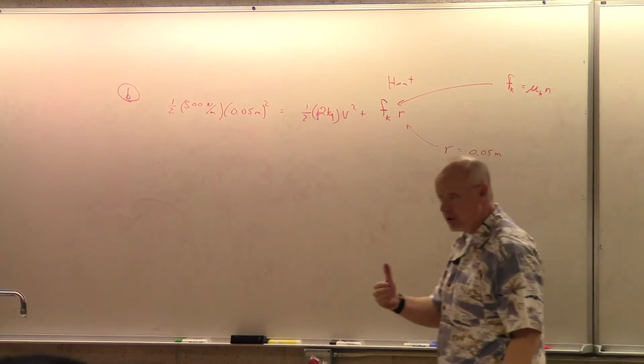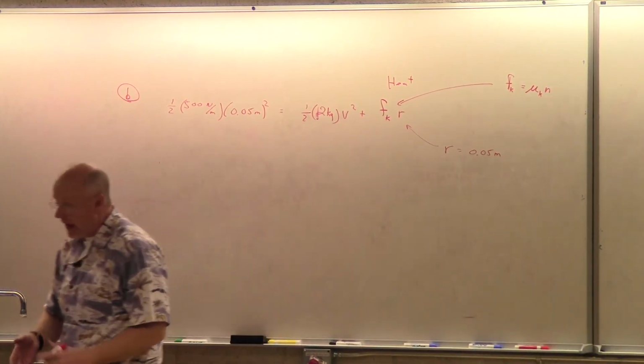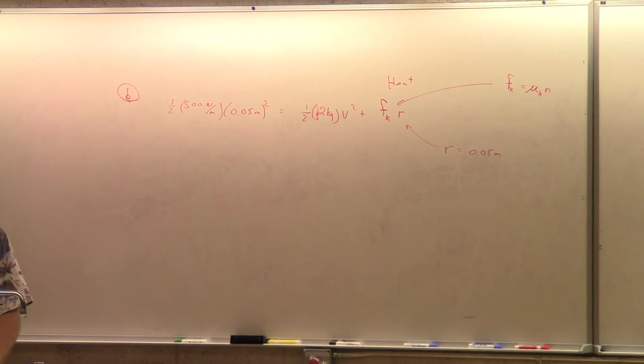Yeah, it's the coefficient of kinetic friction times the normal. And they did give us that one. They said in part B the coefficient of kinetic friction between the block and the surface is 0.35. So we have the coefficient, but what else do we need? The normal. How do we get the normal?